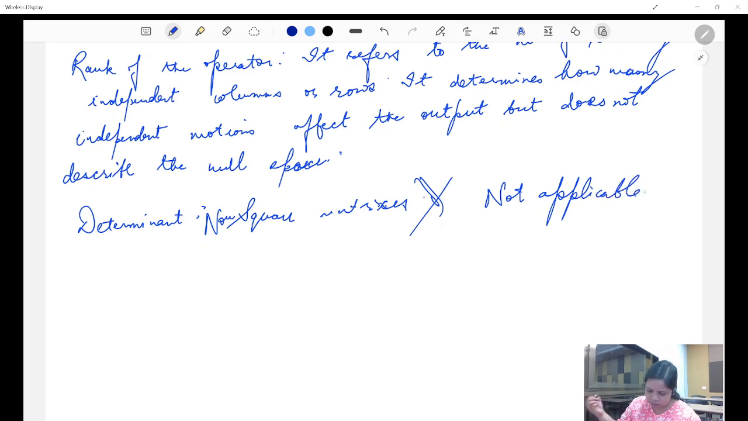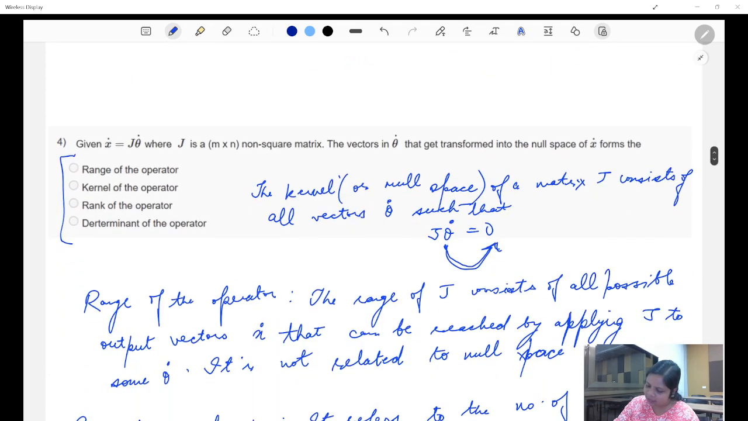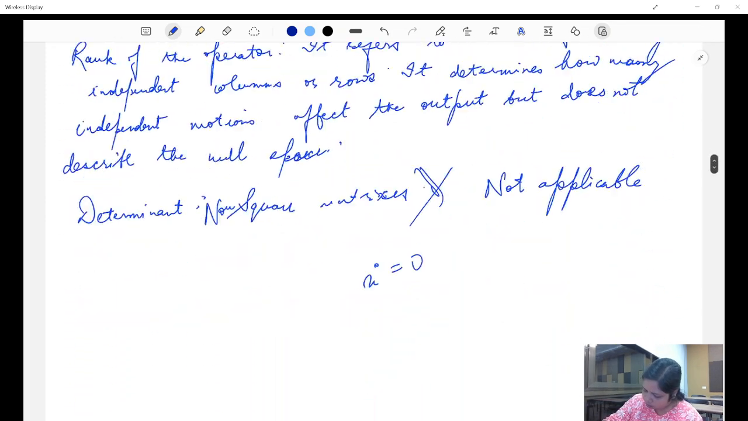Okay, so the correct answer is kernel of the operator. And why is it the correct option? Because it represents all joint velocities theta dot that do not result in end effector motion. X dot is equal to 0 is the main thing here. Given x dot is equal to J theta dot, J is this non-square matrix, the vectors in theta dot that get transformed into the null space of x dot form the kernel of the operator. It is not range, it is not rank, it is not determinant. All right?